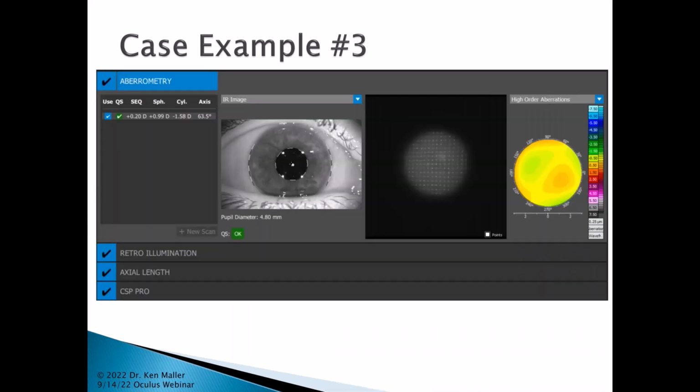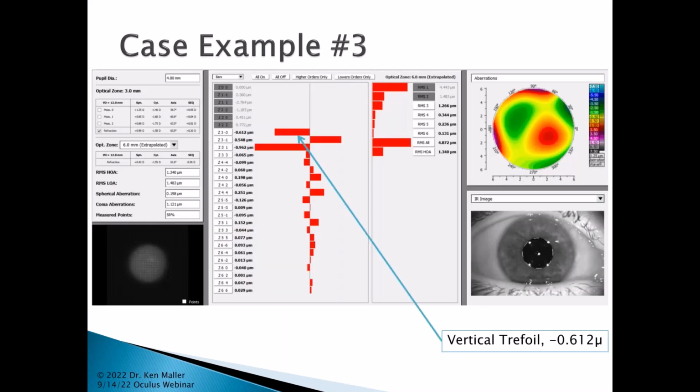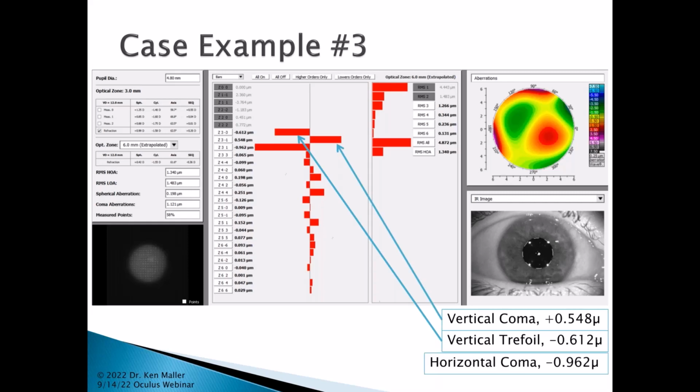So here you can see the aberrometry. This time I happen to have this screen on the aberrometry, and you can see that we captured the aberrometry here on her. And this is the aberrometry summary, and we can see vertical trefoil measured at minus 0.612 microns. We can also see that there's vertical coma of plus 0.548 microns, and a considerable amount of horizontal coma at negative 0.962.